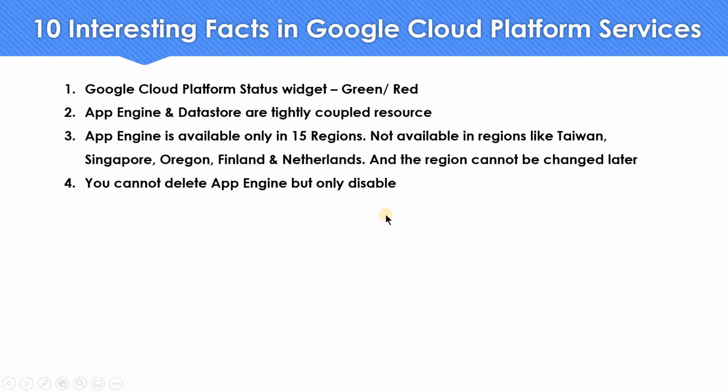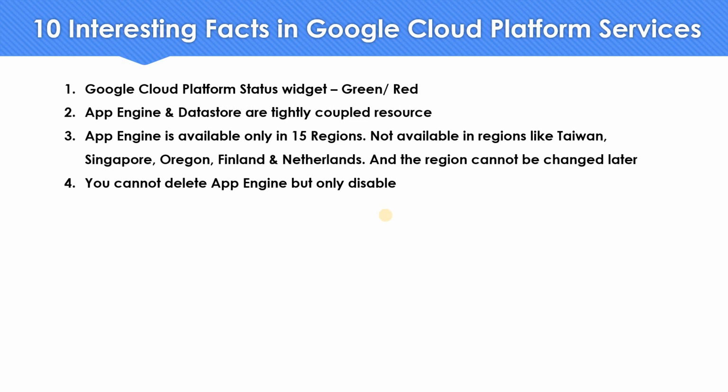Moving on to the next interesting fact, again App Engine. So maybe the top three were all about App Engine itself. This is the last one. When it comes to App Engine, you cannot delete it. When it comes to Cloud Functions, Cloud Run, Kubernetes Engine, and Compute Engine, if you don't like it, you can delete those resources. But App Engine is a different animal altogether. You cannot delete your App Engine, you can only disable it. So this is another interesting fact which I found.